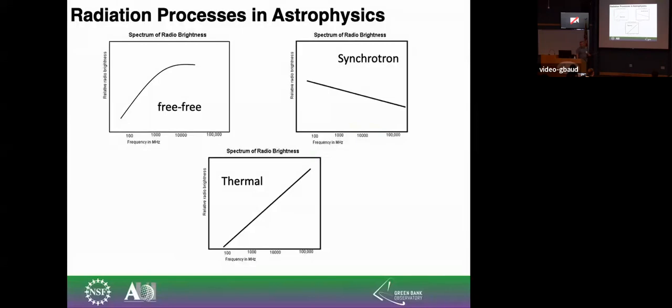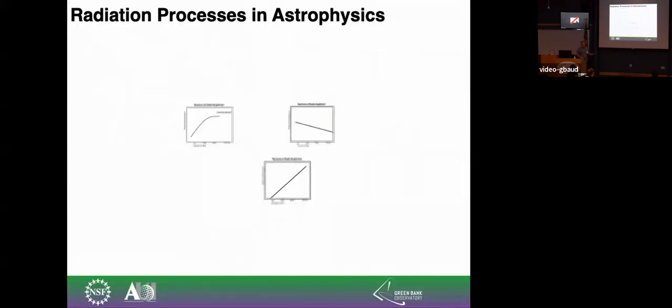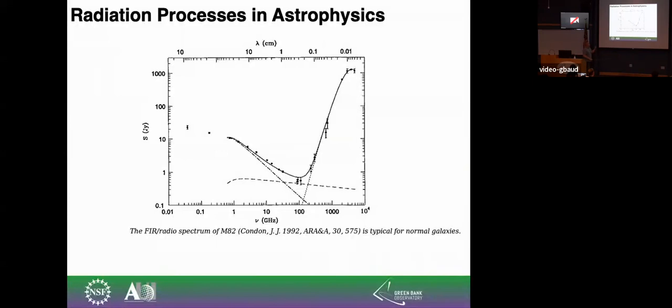Of course, these processes tend to be blended together. Here we have a far infrared and radio spectrum of M82, which is a fairly typical galaxy. You can see the three lines get blended together because all of those processes are happening at the same time.